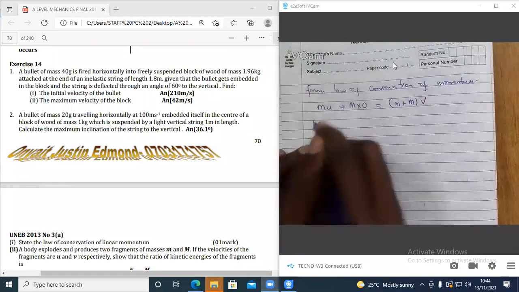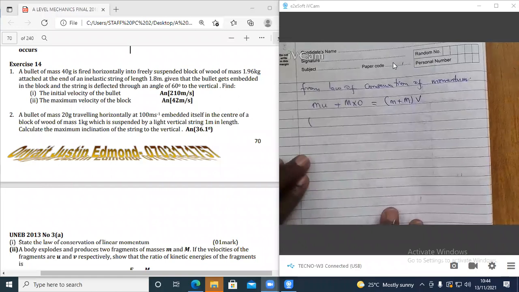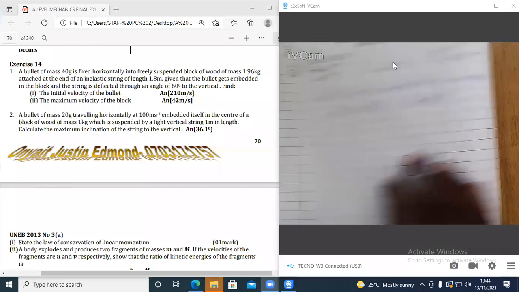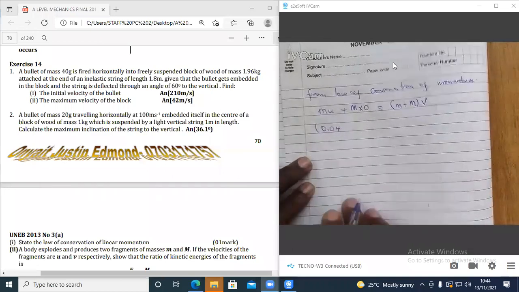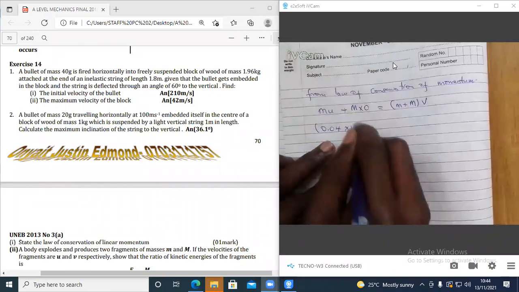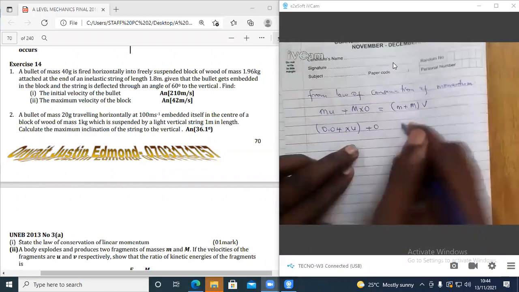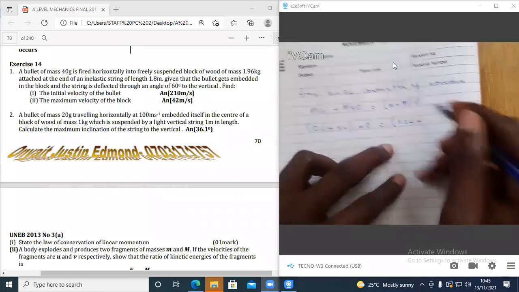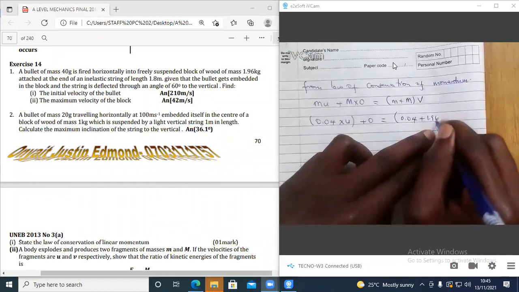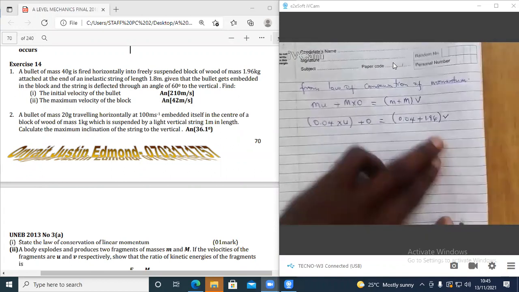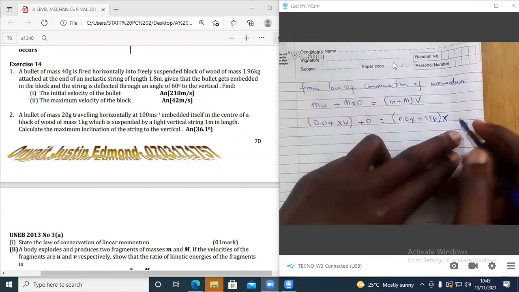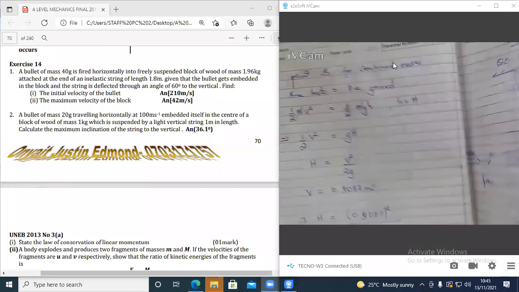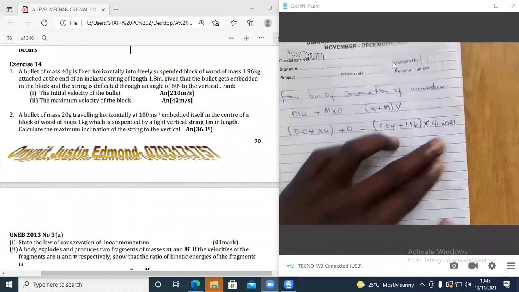What was the mass of the bullet? It is 40 grams, not so? If you change it to kilograms, you get 0.04. So 0.04 times u, which we are looking for, plus 0, equals 0.04 plus the mass of the wood, which is 1.96, times the common velocity V. But the V we have got is 4.2021.